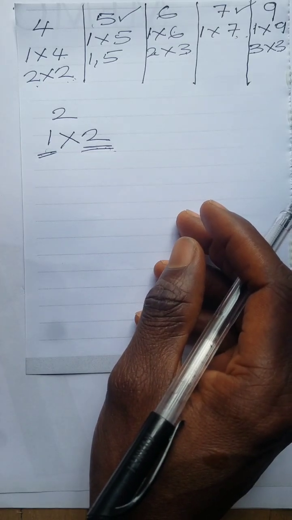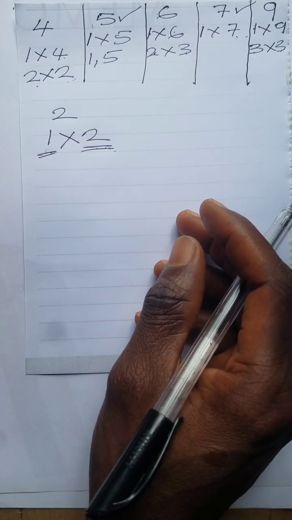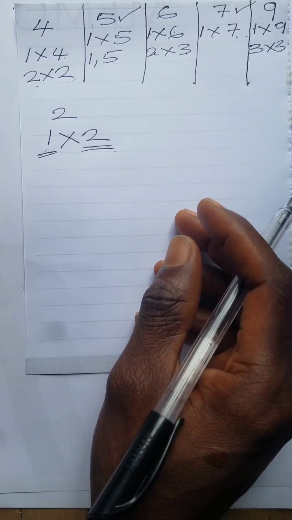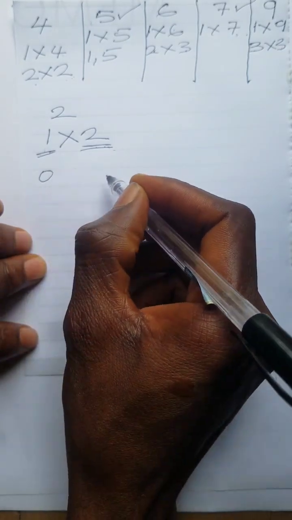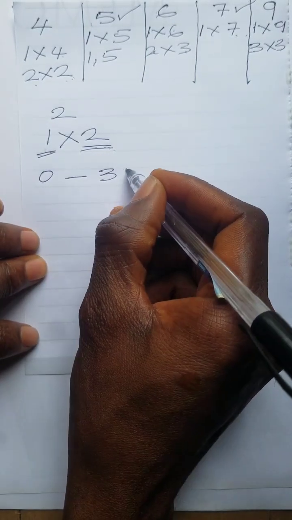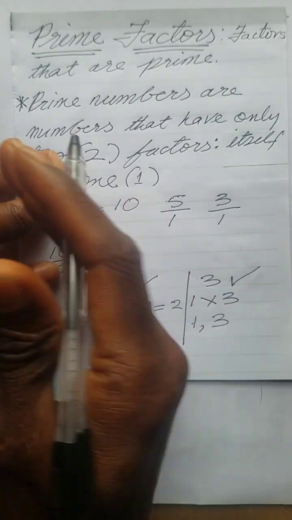You have to be very familiar with your multiplication table. By knowing your multiplication table, the inverse gives you your division, and then you get your answer and know which number is prime and which number isn't prime. So viewers, that is it for prime numbers. But I would like you to try something for me. Write down all prime numbers from 0 to 30 and drop them in the comment section for me.